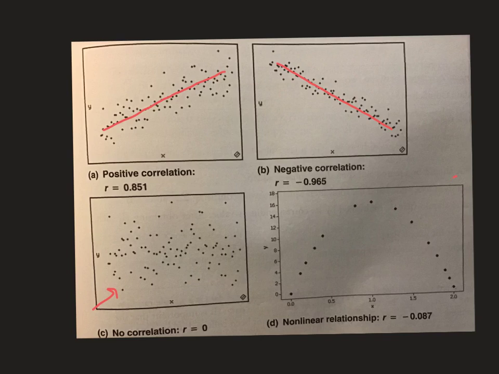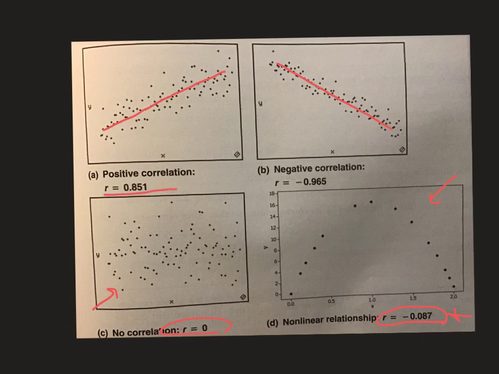Now this one has a relationship, but it's not linear. It looks like a parabola, probably a quadratic relationship. And look how low R is. If R is close to zero, like this one is zero, or very close to zero, that means there's not much of a linear correlation. There can still be a correlation or relationship, just not linear.